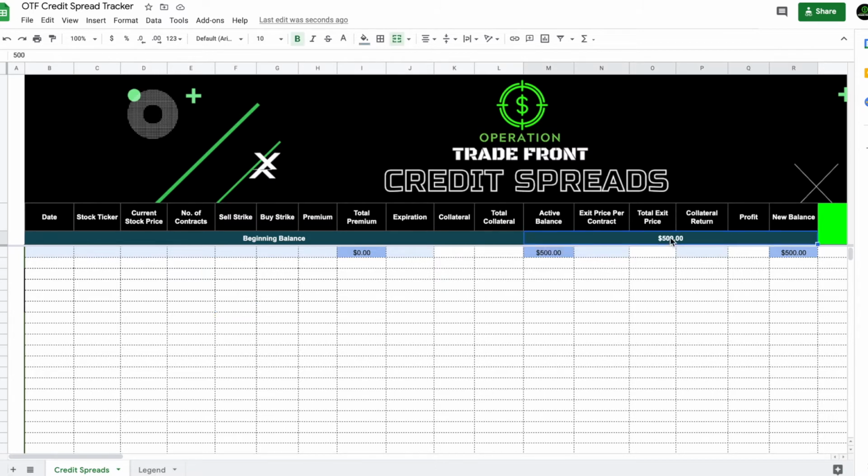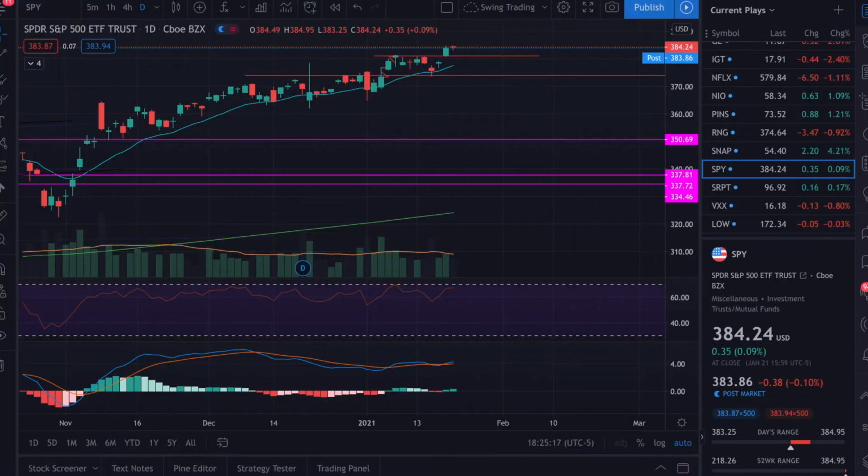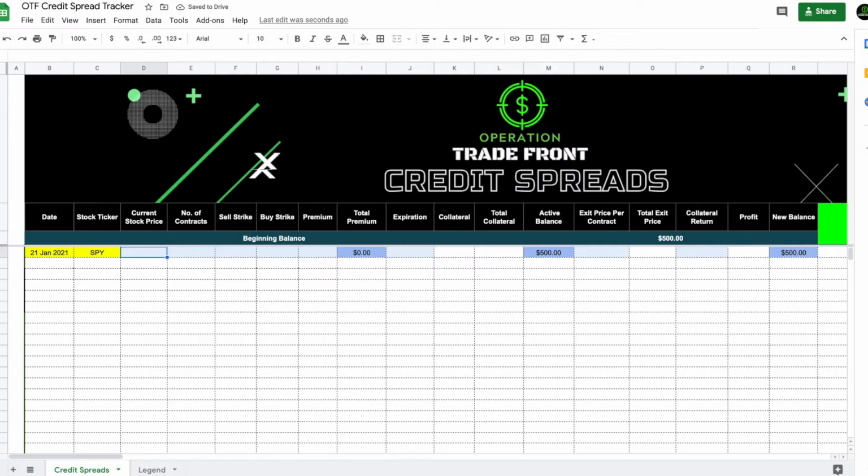So you pick your dollar amount, whatever your trading account is, or whatever amount of your trading account you want to allot to credit spreads to diversify and everything. Starting out, we'll put in the date. We're going to put in today's date. The stock ticker is going to be the SPY. The current stock price is $384.24.